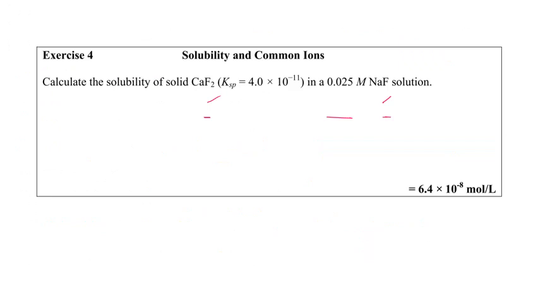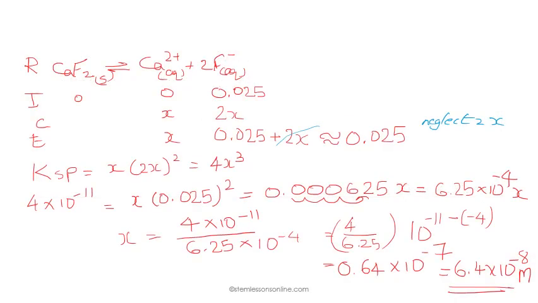Let us try another question. You first try and you should get 6.4 times 10 to the power negative 8, and then you can check your answer. So you should get the answer 6.4 times 10 to the power negative 8, and please check your steps.